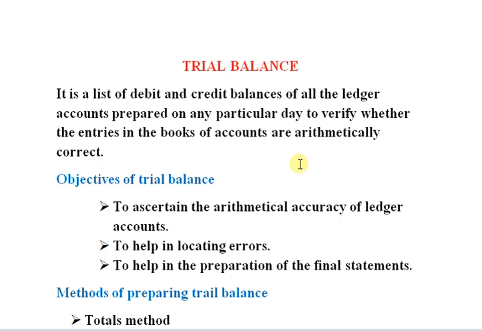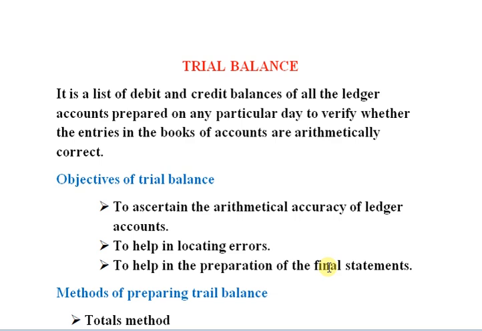We can also say it is a statement of debit and credit balances. We are just checking whether the debit and credit balances are correct or not. What are the objectives of trial balance? To ascertain the arithmetical accuracy of ledger accounts, to help in locating errors, and to help in the preparation of the final statements. A trial balance helps us rectify mistakes: where we have made a mistake can be identified in the trial balance, and it also gives the way for the preparation of the final accounts.